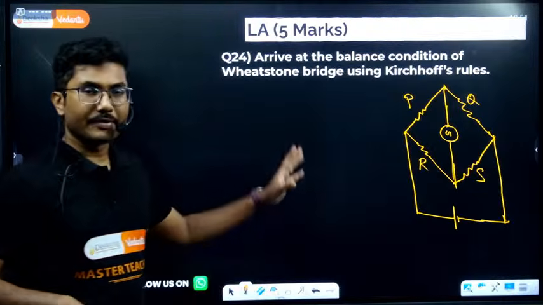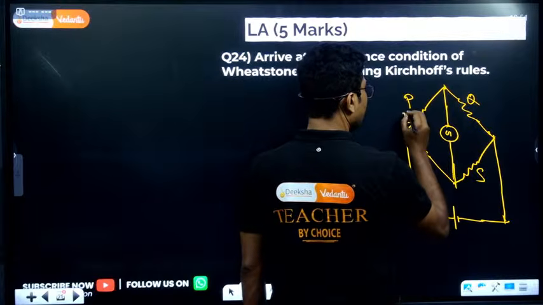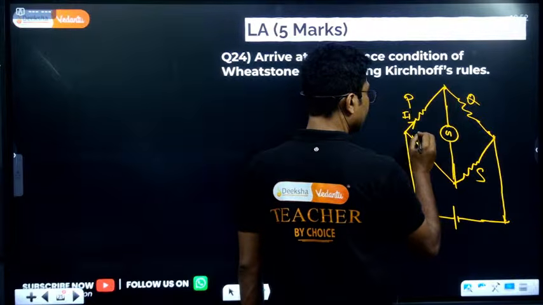Now this derivation can be tricky if you are doing it wrong. Okay, I will teach you a shortcut method through which you will be able to answer this quickly.